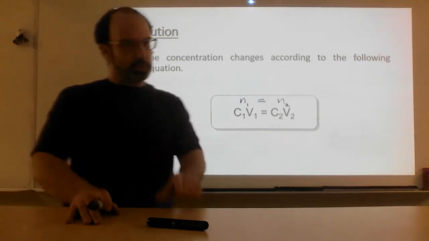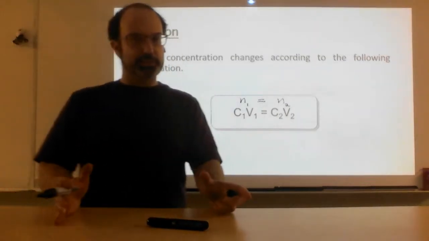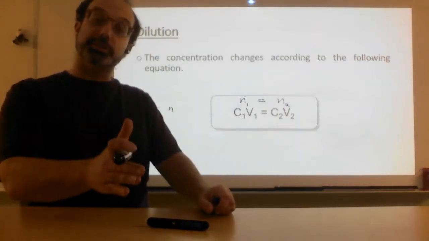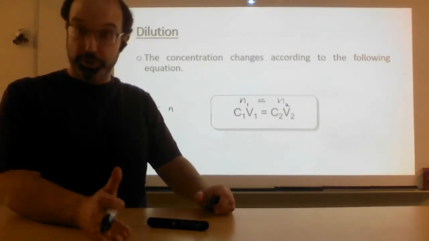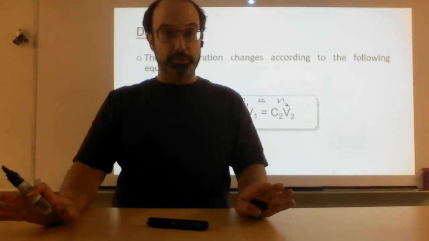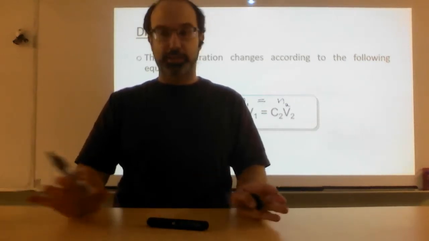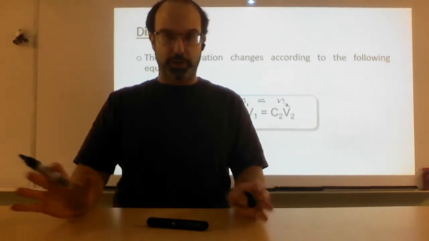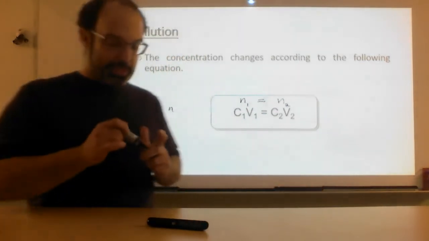But if the number of moles are the same, how am I changing the concentration? I'm changing the amount of solvent, the volumes involved. So I'm keeping the same number of moles from start to end, right? It's not like I'm magically making more sugar appear just because I'm adding more water. That doesn't work. So that's how this equation works.